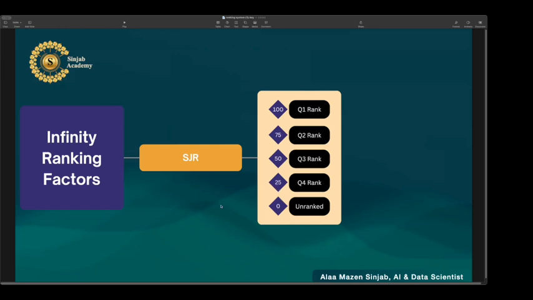So the SJR is an international way of ranking a journal, correct? Yes, that's correct. Each journal has this ranking written on it, for example, this journal is Q1 or 2 or 3. Yes, exactly. If you would like, I can share my screen really quick here and show you how it looks.